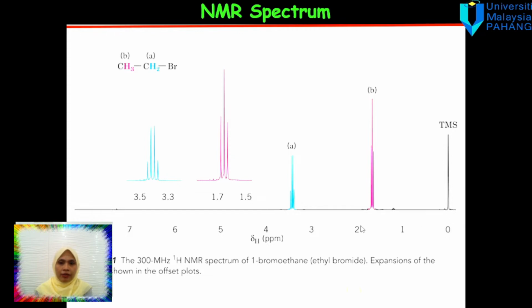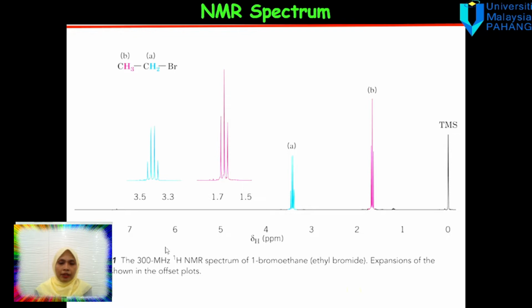The scale for the NMR spectrum is 0 on the right side, followed by the bigger numbers on the left side. This is the scale for chemical shift with the unit parts per million. The peak does not always appear as a single peak, but appears as a splitting pattern.